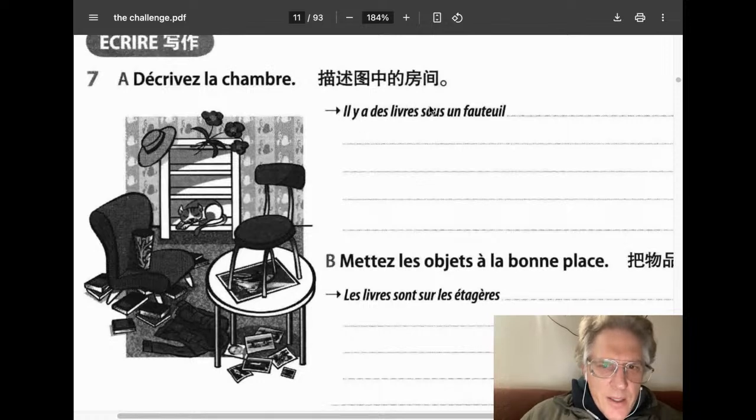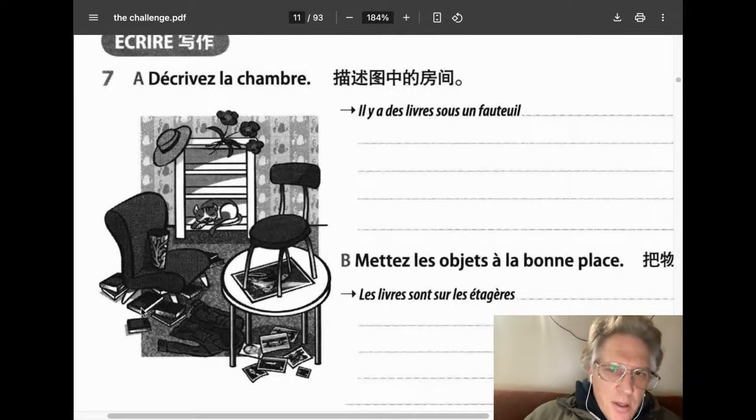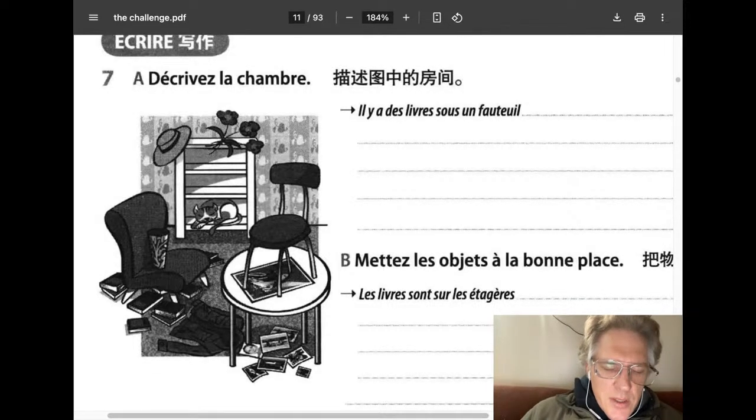Il y a des livres sous. Remember, sur is on, sous is under. Un fauteuil, fauteuil. What is it? There's books under the chair. That's true. Okay, so we could say il y a un vase, or is it un vase? Yes, un vase sur un fauteuil.